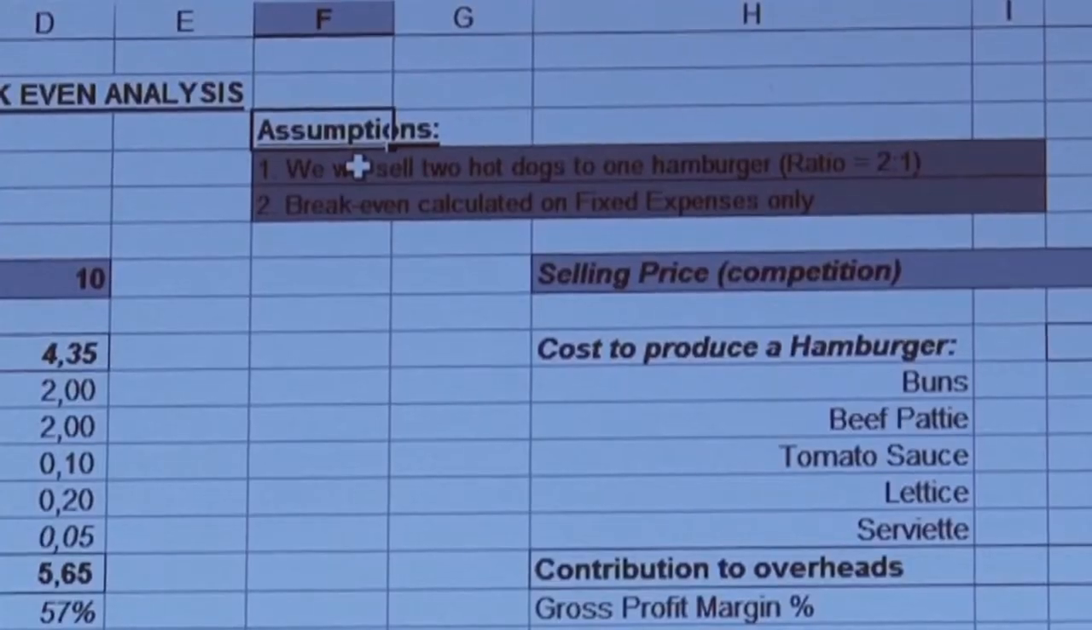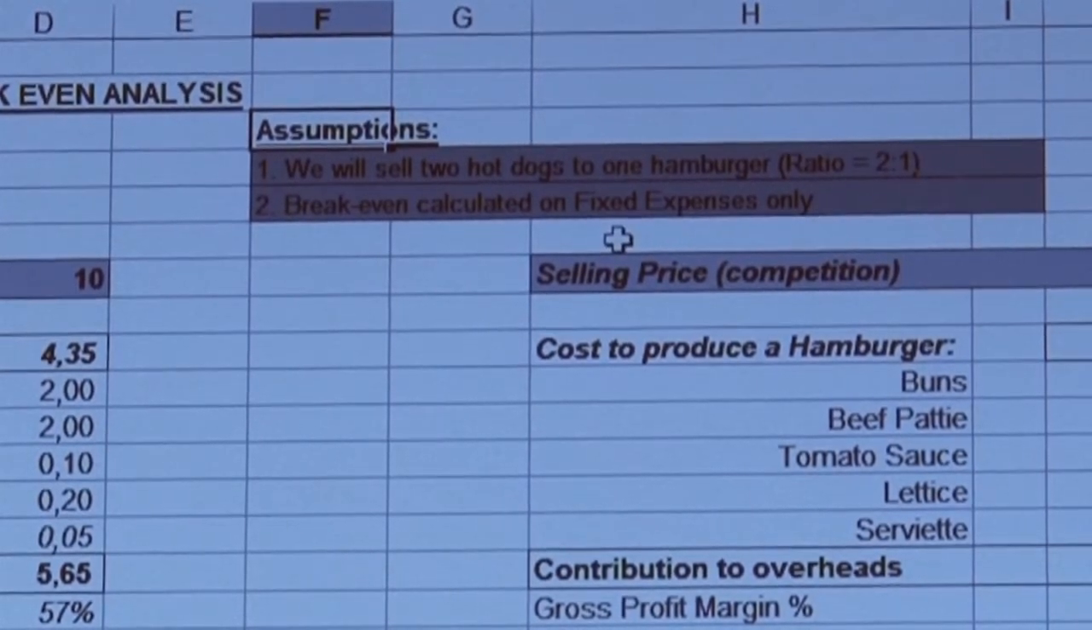Okay, so as I said to you, we deal with a case study. Let's have a look at the fast food company and have a look at break-even analysis for two products that they have. There are two assumptions with regard to this case study. The one is that we'll sell 2 hot dogs to 1 hamburger, okay, and that the break-even is calculated on the fixed expenses only. All right.